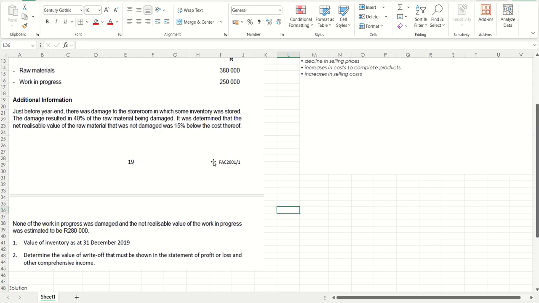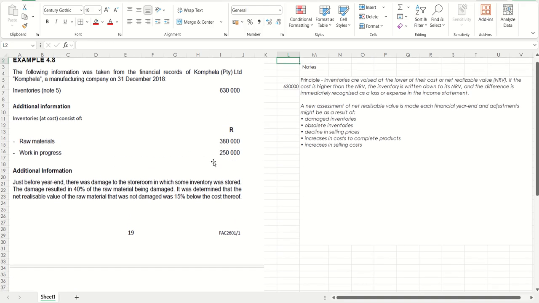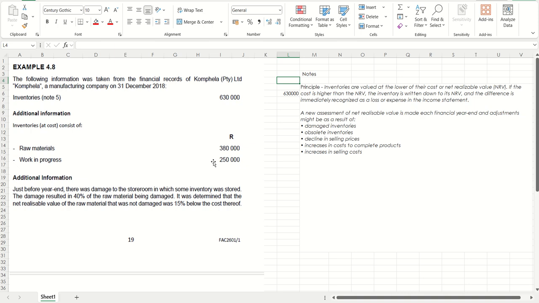The principle we're primarily dealing with here is that inventories are valued at the lower of their cost or net realizable value. If the cost is higher than the net realizable value, the inventory is written down to its net realizable value, and the difference is immediately recognized as a loss or expense in the income statement. That is the principle being tested here. That is the rule. The rule will have certain exceptions at different times, however this is the main thing. This is what you need to know and look out for in your preparation.